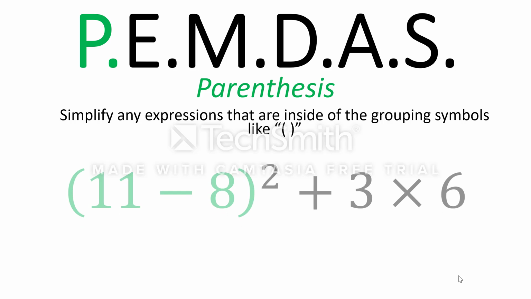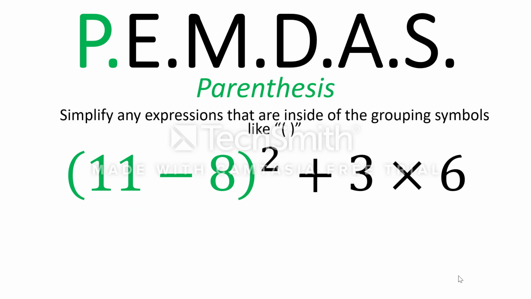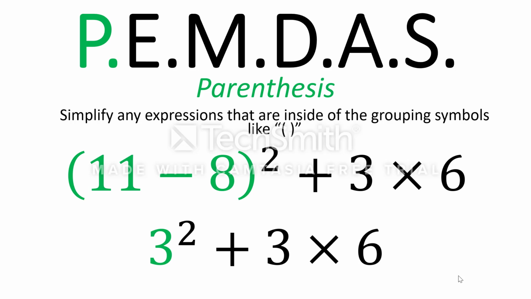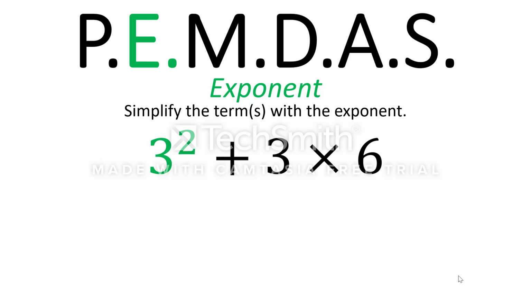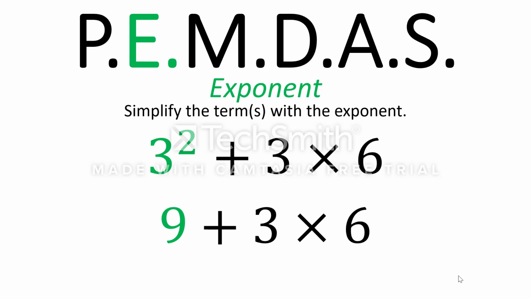In this example, 11 minus 8 is in the grouping symbol called parentheses. We have to simplify this by subtracting 11 and 8, which is 3. The expression has now been simplified to 3 squared plus 3 times 6. Next in PEMDAS is E, which stands for exponents, which means simplify the terms with the exponent. Continuing from our example, 3 squared simplifies to 9. The expression has now been simplified to 9 plus 3 times 6.